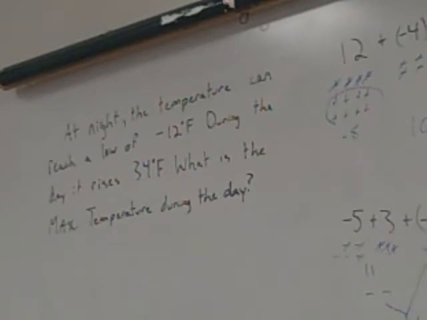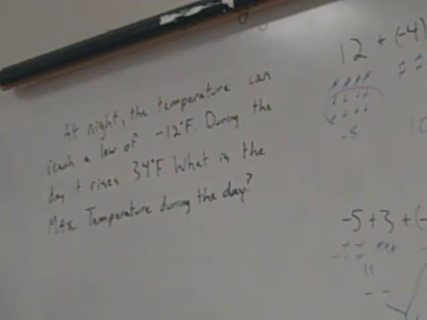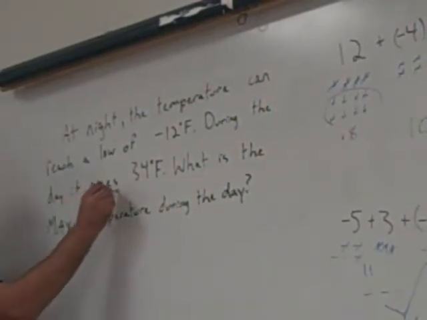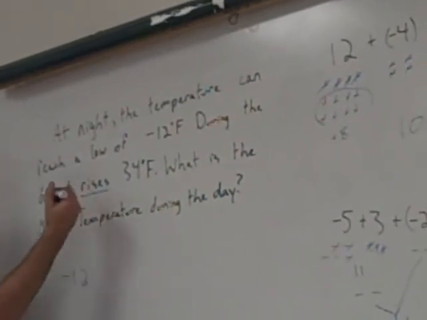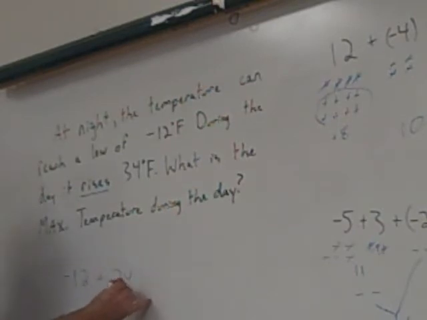-12. Okay, that tells me where I start. Kylie, what rises? What kind of math does it tell me? Addition, right? So like Ethan said, I had -12, and then it rises. So add 34.